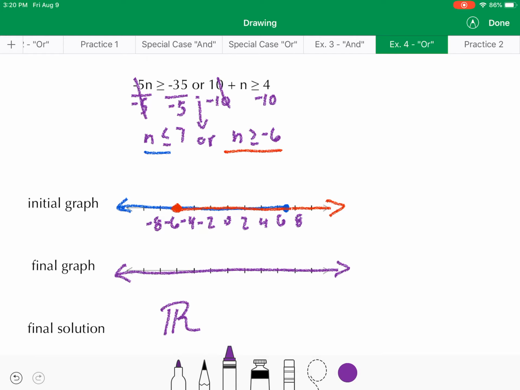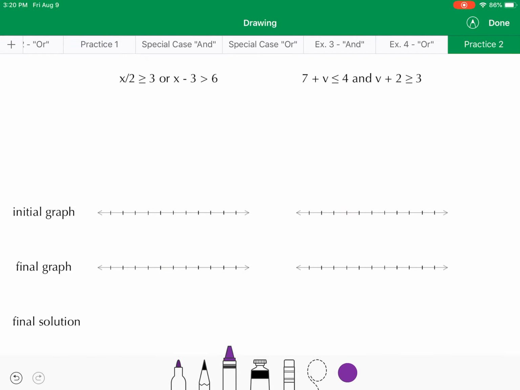All right, pause the video. When you move on to these next two examples, you try them yourself, and then when you're done, start the video back up and check your work.